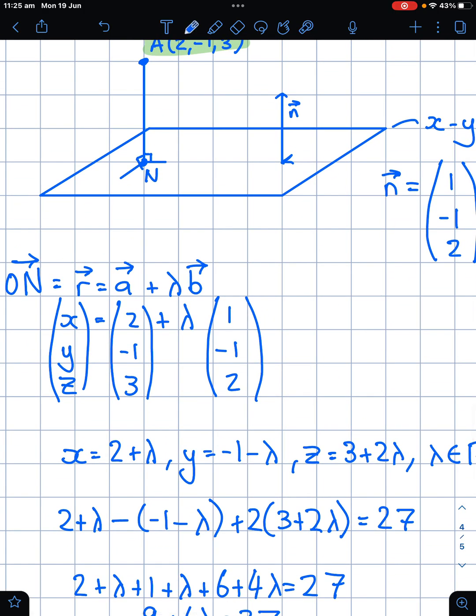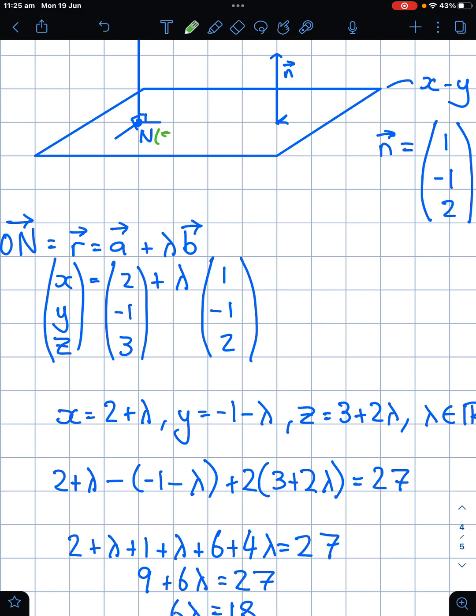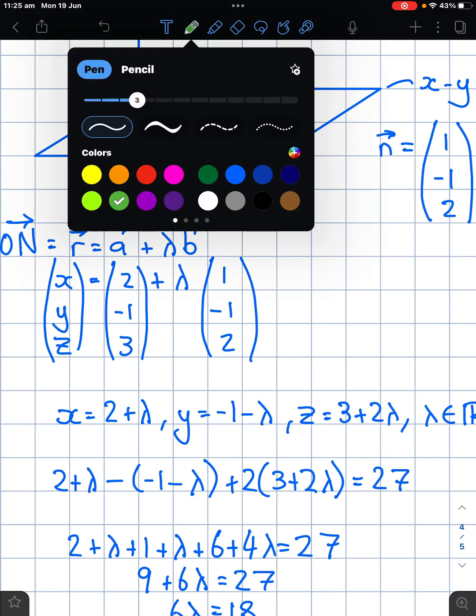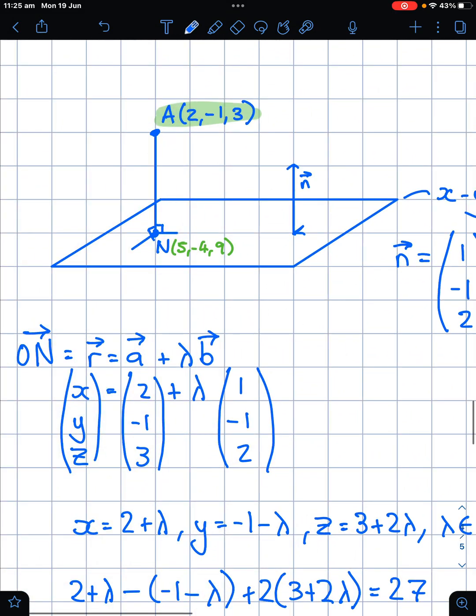So I'll now draw this on my diagram. I'll pick a green there. So 5, -4, and 9. And so now the question gives us our hence part: find the shortest distance from A to the plane.